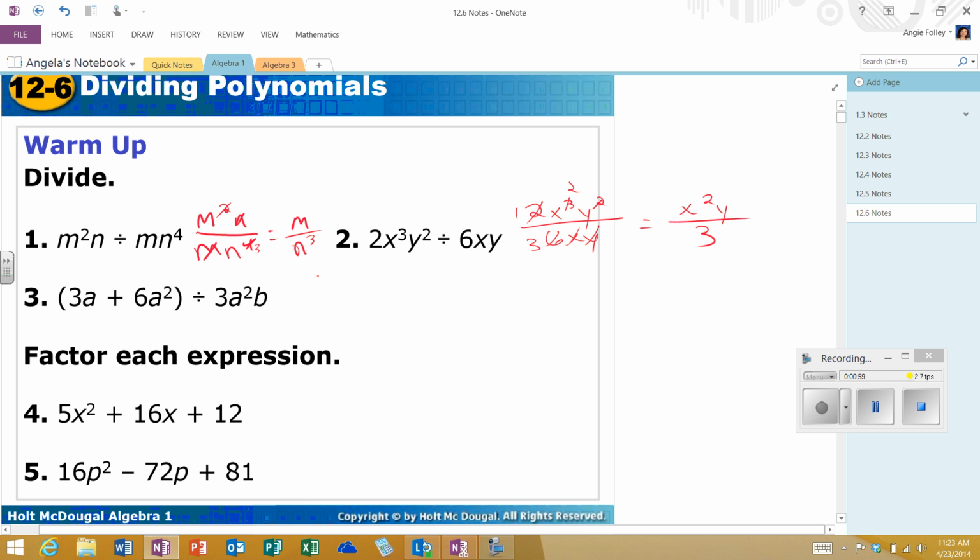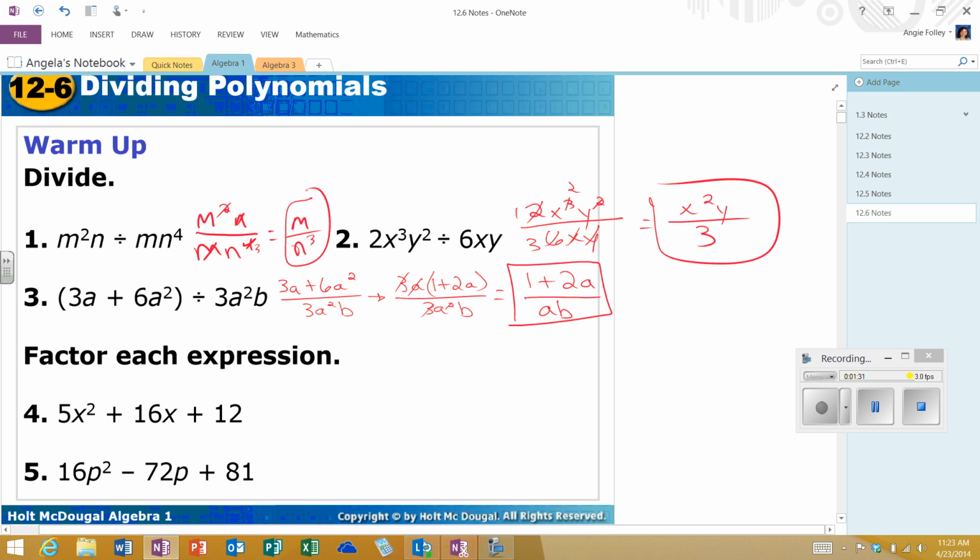I'm going to write it as 3a plus 6a, so I'm writing them as rational expressions over 3a squared b. I'm going to factor the top, so I'm going to pull out a 3a, and I'm left with 1 plus 2a over 3a squared b. Now I can cancel those 3's, I can cancel one of the a's, and I'm left with 1 plus 2a all over ab. And you can't cancel those a's. That was my answer here, that was my answer here.